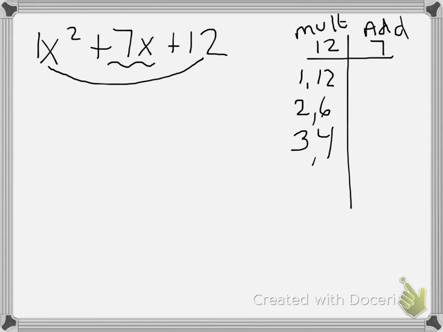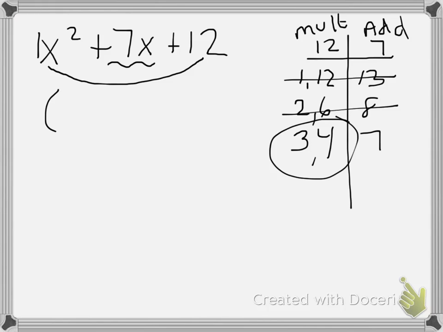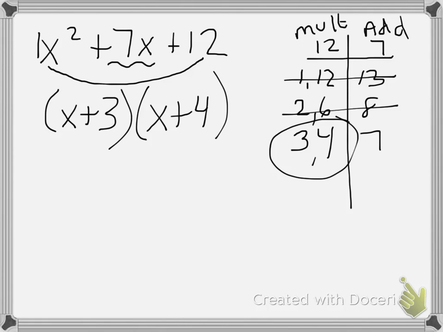Okay? So these make 13, so no. These two make 8, so no. But these two make 7, so bingo. We found our match. So it's x plus 3. It's plus 3 because it was a positive 3. And x plus 4 because it's positive 4.